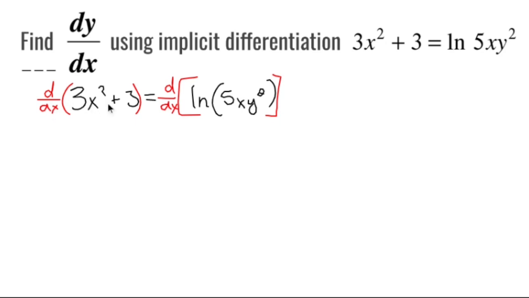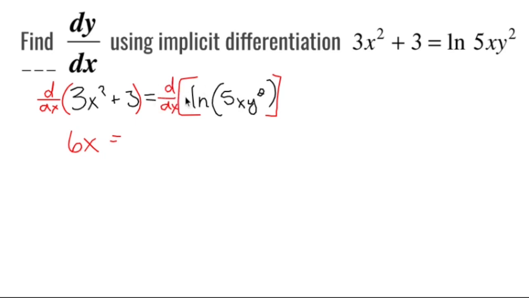you just take the derivative as normal. Bring that 2 down, multiply it there. You get 2 times 3, which is 6. That 2 becomes a 1, so x to the first, and the 3 becomes 0. Easy peasy. Well, not so much here.